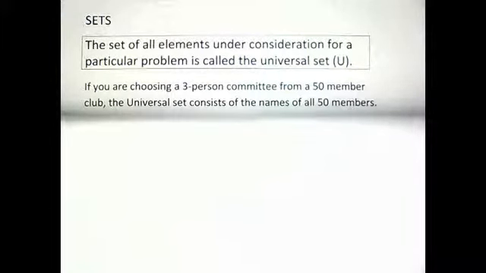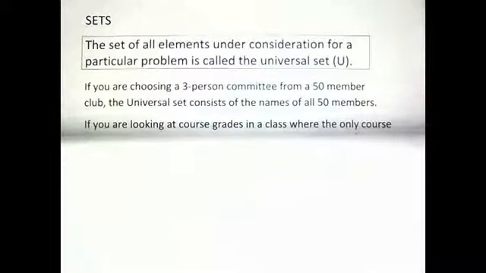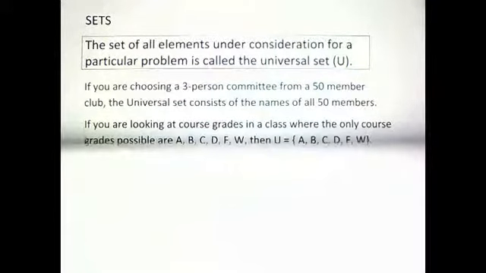Another example. Suppose I'm looking at course grades in a class where the only grades you can get are A, B, C, D, F, and W for withdrawal. If those are the only possible grades, then the universal set would consist of A, B, C, D, F, and W. Those are the only possibilities, so they're the only things that go into the universal set.